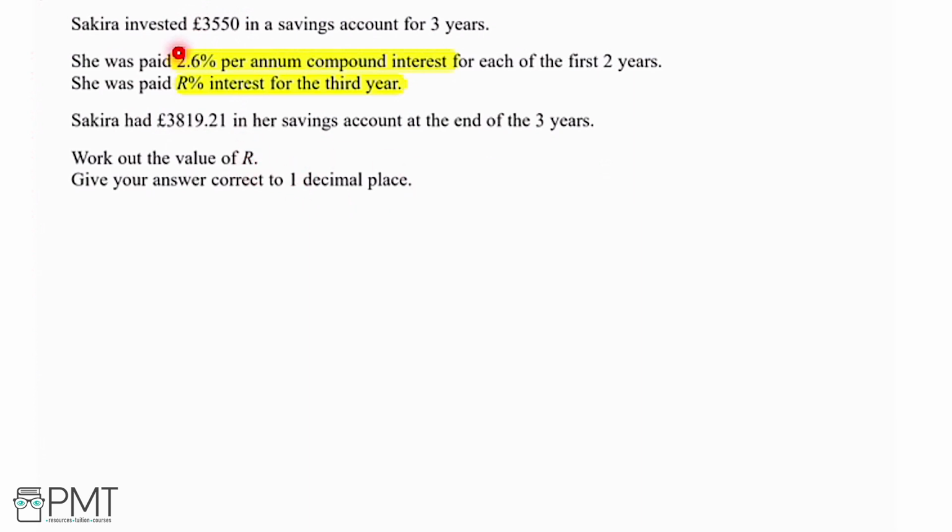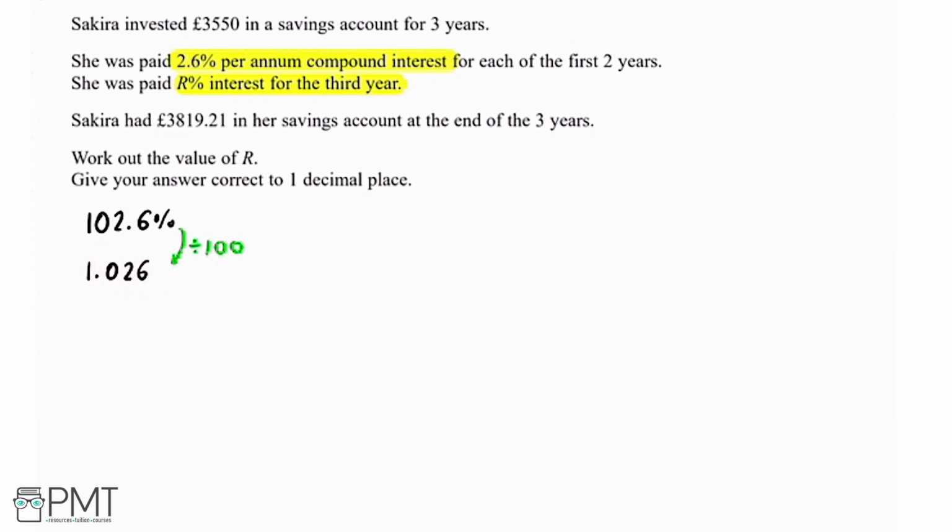So she was paid 2.6% per annum compound interest for the first 2 years. So she's going to have 102.6% of the money that she had, because everything that was already there is still there, it's just the 2.6% on top. If we want to write that as a decimal, if we divide by 100, that gives us 1.026. So this is our decimal, and this is what we're going to use as our multiplier.